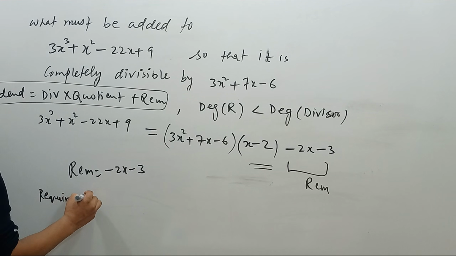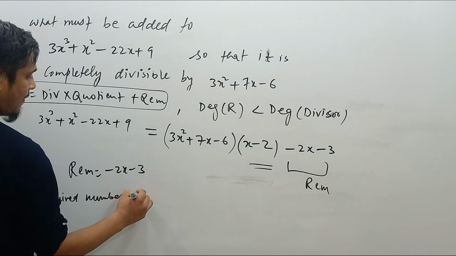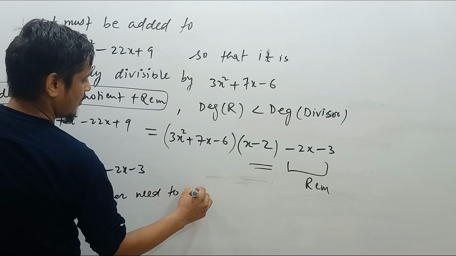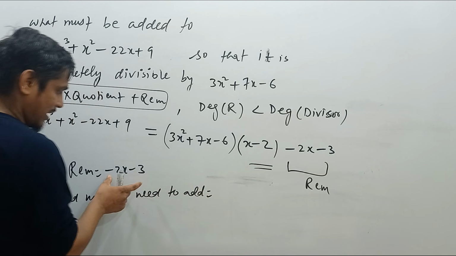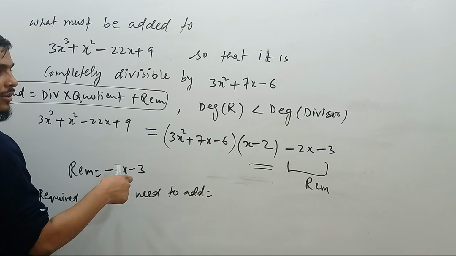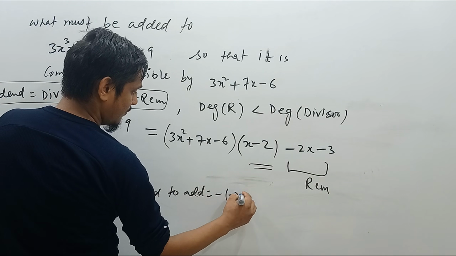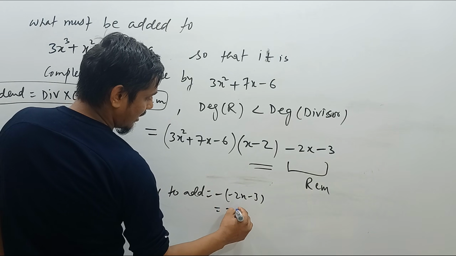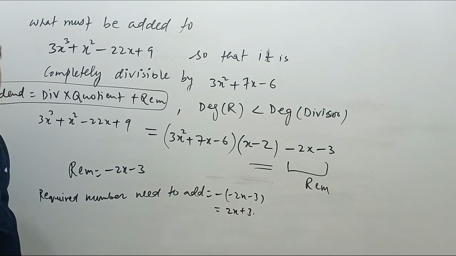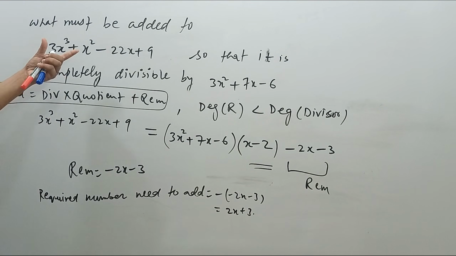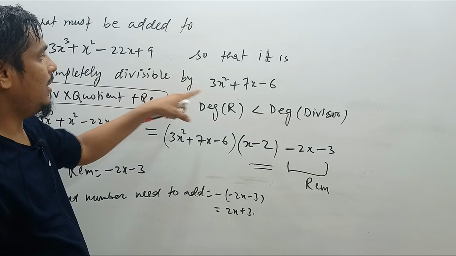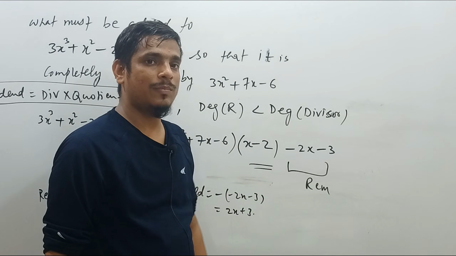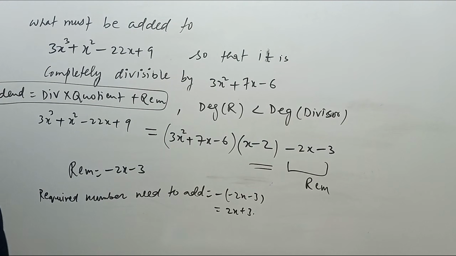So the required number to add is just the negative of this. Negative of negative 2x minus 3: negative becomes positive, negative becomes positive. So 2x plus 3. This is the required number which needs to be added in the given dividend, so that it will be completely divisible by the given divisor 3x square plus 7x minus 6.